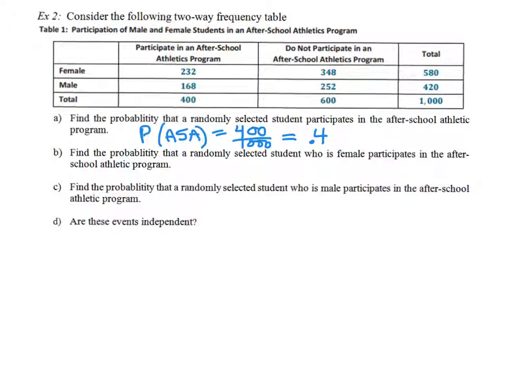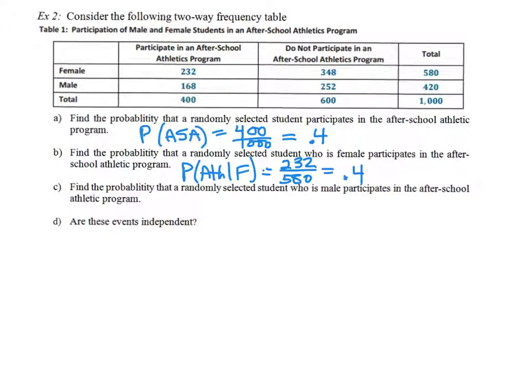Now let's do exactly the same thing that I did in the last one. I want to know the probability of athletics given that I have a female student. So we're going to look on the female row. Now in the female row, the students who participated in athletics were 232 out of the 580 females that were involved in the study. So when we do this division, we're getting an answer of 0.4 as well.